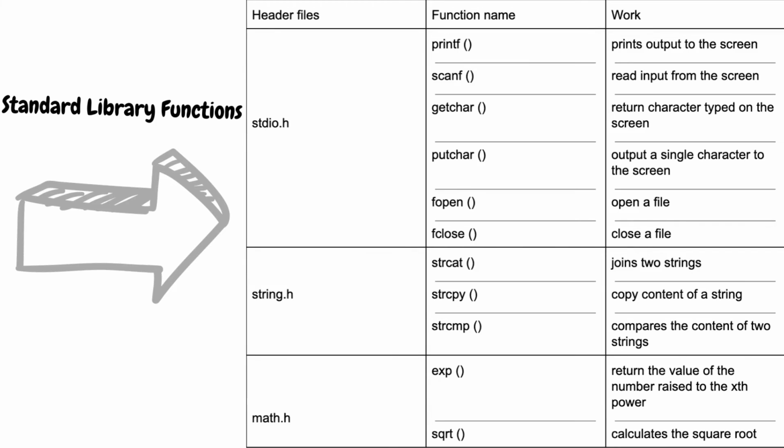We are already familiar with some library functions such as scanf and printf, defined in the standard input-output header file stdio.h. To use these predefined functions, we just need to include the respective header file and call the function where required. In the next video, we'll work with these and learn to make user-defined functions and so on.